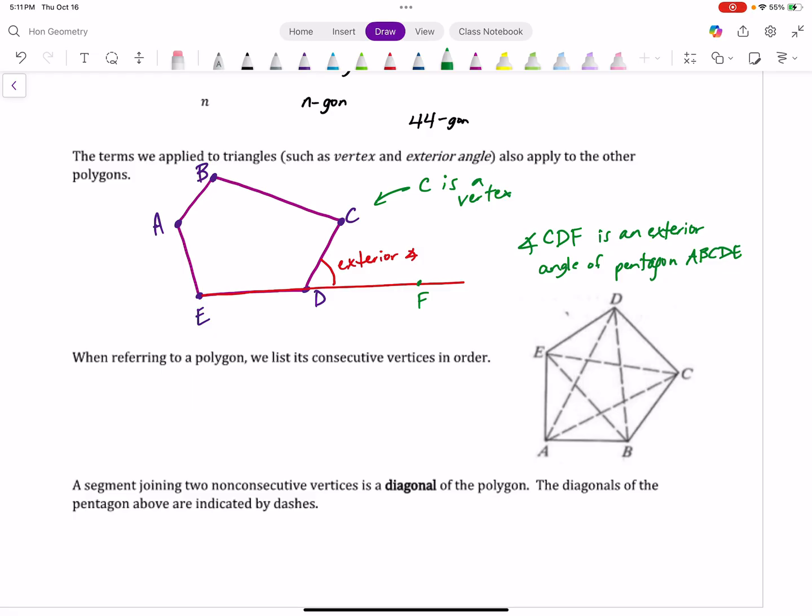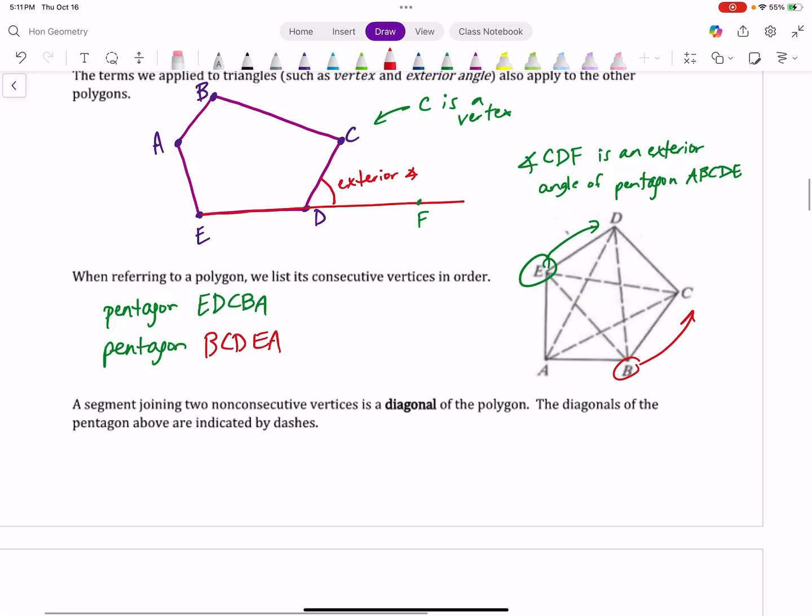So when referring to a polygon, we list its consecutive vertices in order. Let's just pick a random one, and we'll go clockwise. So I could call it pentagon EDCBA, or I could call it pentagon, let's pick a different one. Let's start at B and go counterclockwise. Oh, I'm still going clockwise. What am I talking about? Let's start at B and go counterclockwise. So BCDEA. All right. And then a segment that joins two non-consecutive vertices.